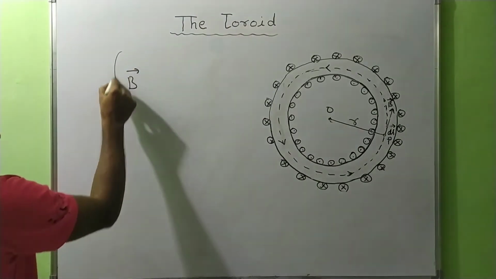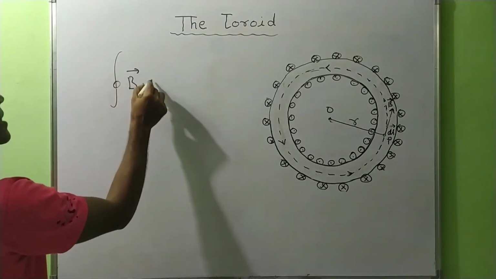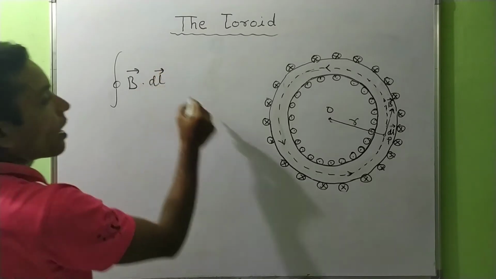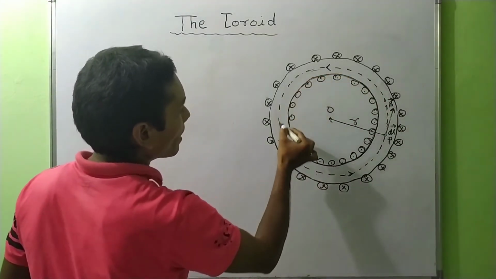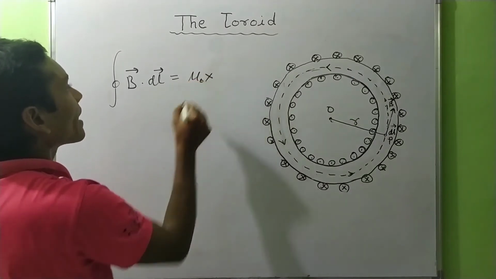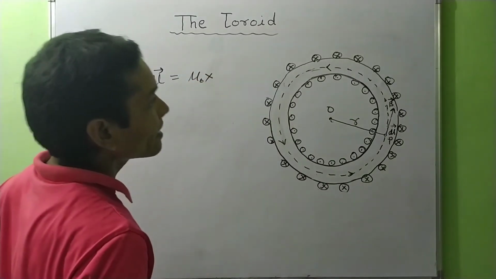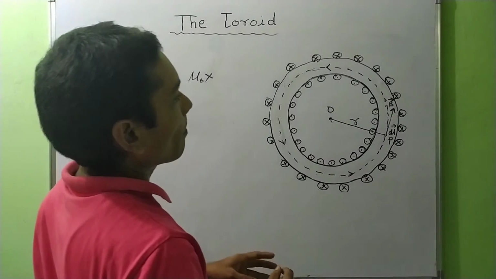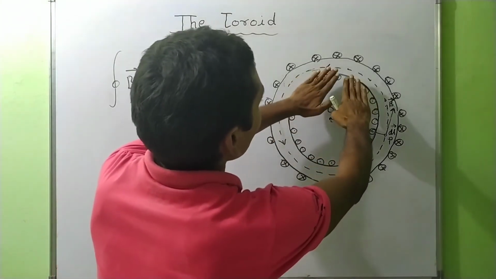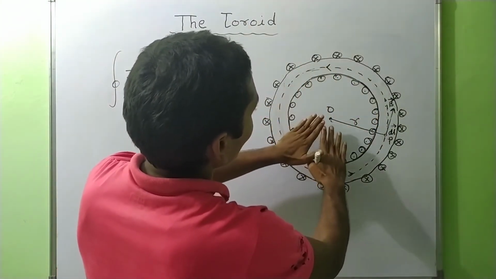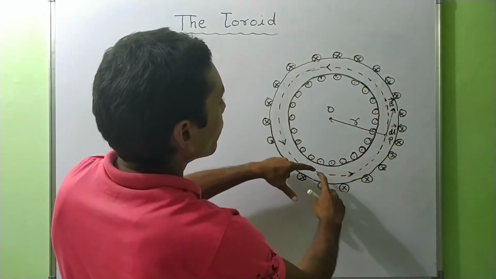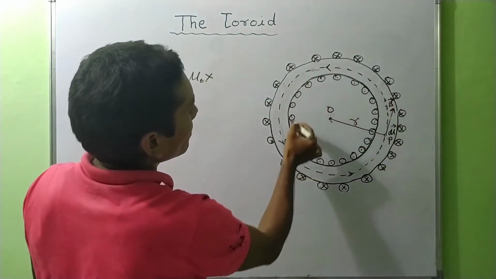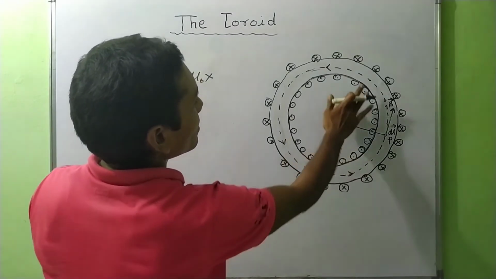So the line integral of the magnetic field along this circular Amperian loop is equal to mu naught times the current threading or passing through the circular area enclosed by this Amperian loop. So these are the currents threading this area.